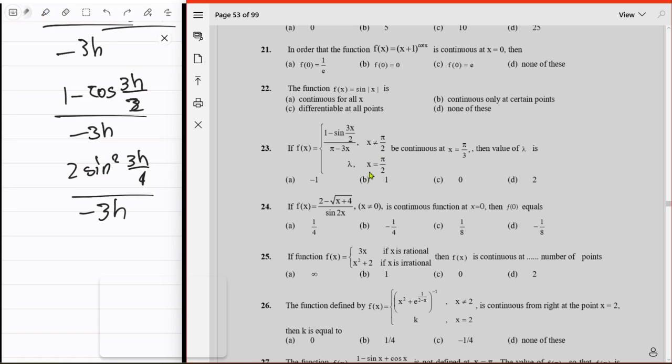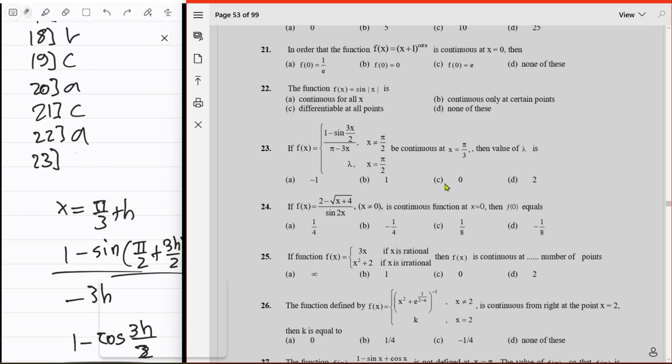Wait. What? We don't care about what it should be. What? I think this must have been when x is not equal to pi upon 3, and x is equal to pi upon 3 and not pi upon 2, because otherwise this question makes no sense. We don't care about lambda, right? We only care about the continuity at x equal to pi upon 3. There's a typo in there, right? So the lambda must be 0 if it is actually pi upon 3 over here. Then C is the thing, I guess.